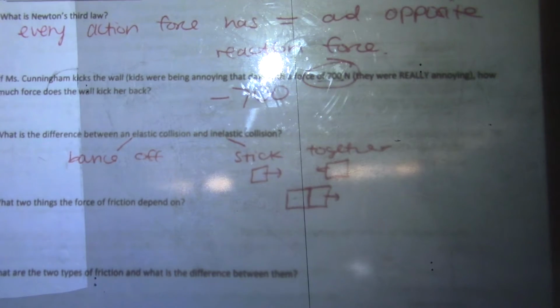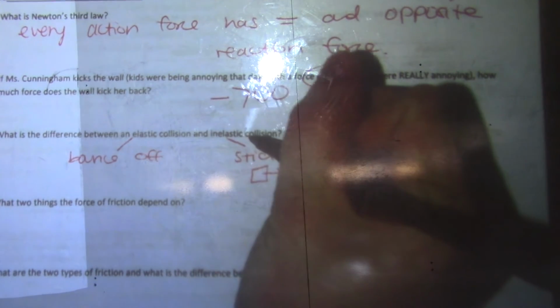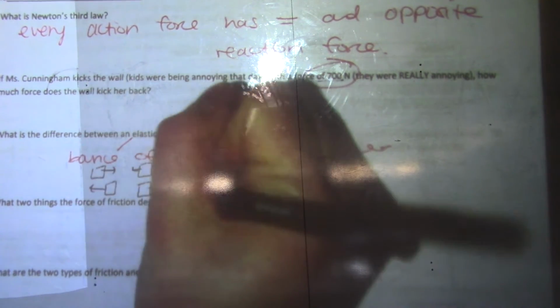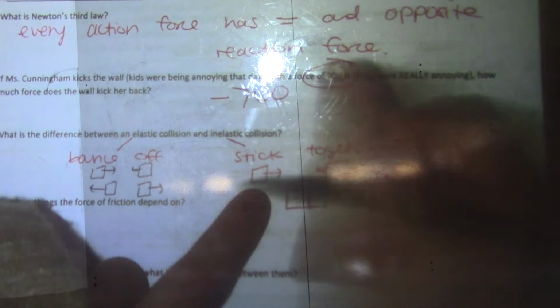The difference between an elastic collision versus an inelastic. Elastic is when they both bounce off one another, so that would look something like this. And inelastic is when they stick together, so something like this. Once they collide, they are now stuck together and they go off at the same velocity.